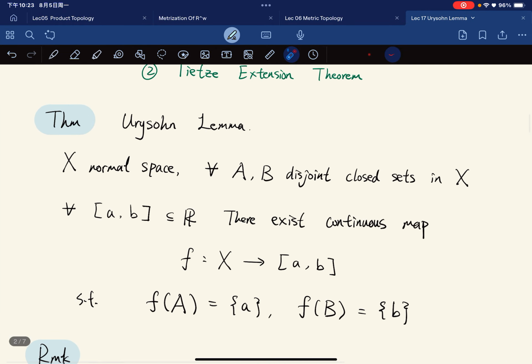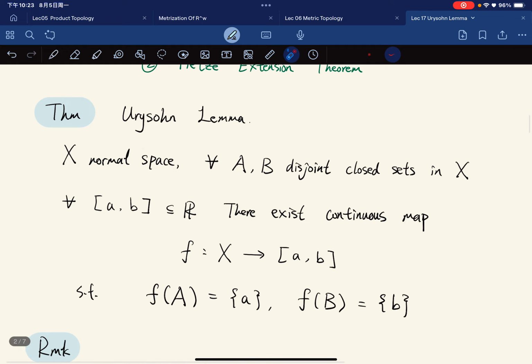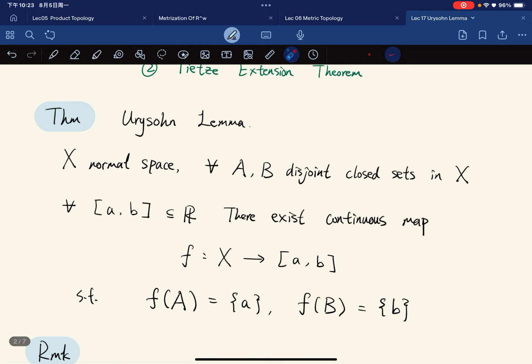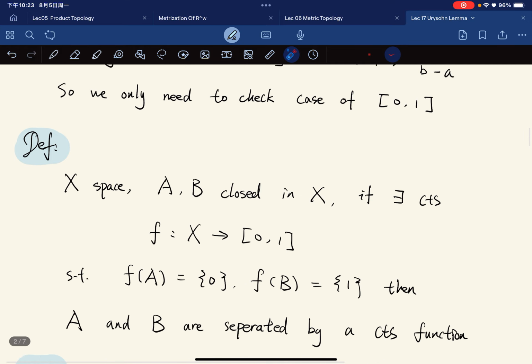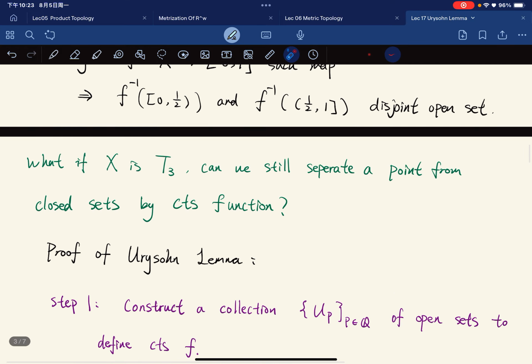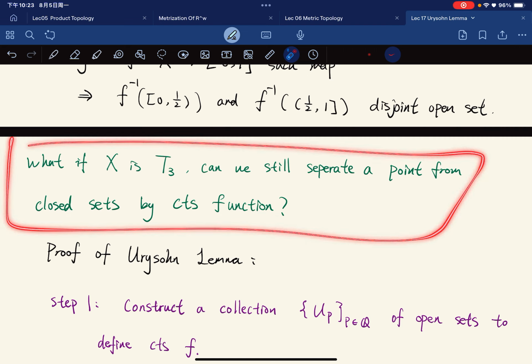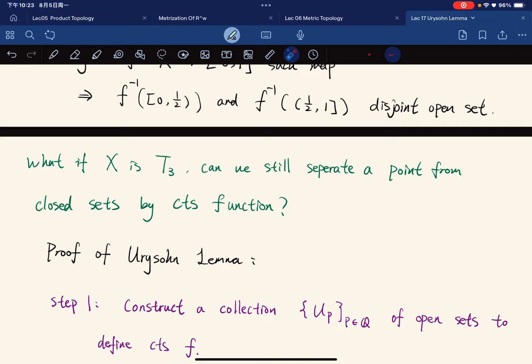One question arises: why can't we just assume X is a regular space? Why do we need normality to make sure that the Urysohn lemma holds? That is, can we still separate a point from a closed set by a continuous function? To answer this question, let's first see the proof of the Urysohn lemma.